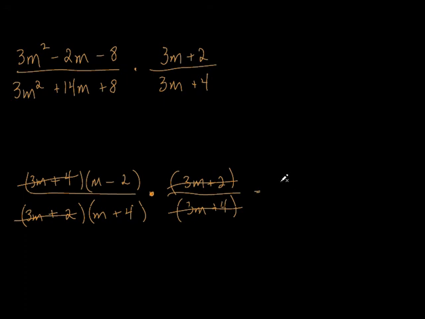And then just write what's left over, right? m minus 2 over m plus 4. Did the m's cancel out here? No, because they're part of a subtraction or addition problem. Remember, we talked about that yesterday. They can't cancel out here. So I'm done. That's it.